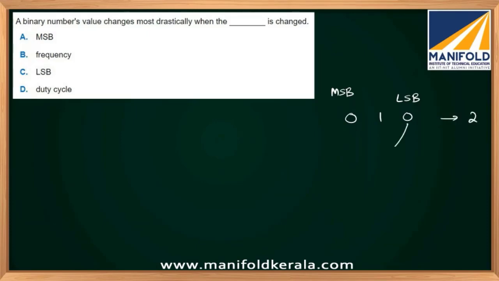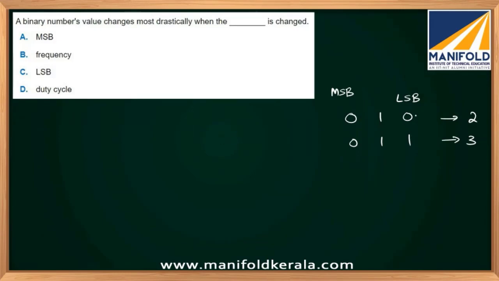Now suppose I change this LSB here. What will happen? 011. I change the LSB. What will happen to this number? If I change this 0 to 1, what will be the change in the number? The number will change to 3. The change is from 2 to 3. What is the change actually? The change is actually 1.